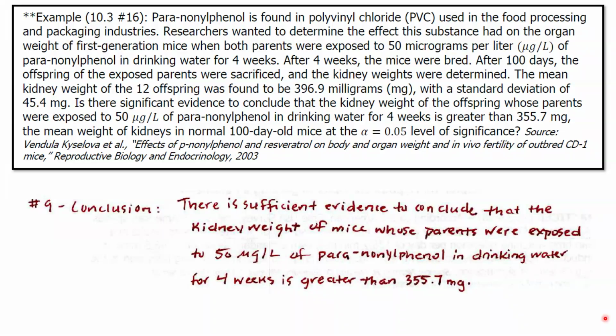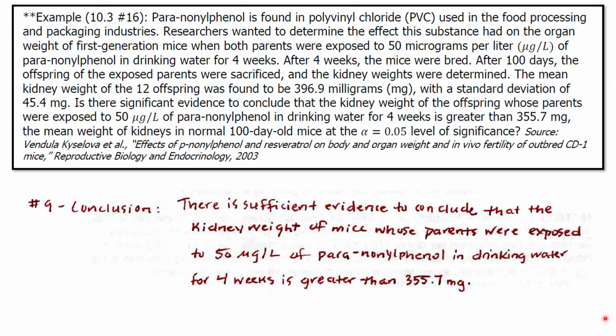So in this problem, what were we testing? Does the exposure to para-nonphenol cause offspring to have heavier kidneys than normal? What we found, the 12 offspring had a mean kidney weight of 396.9 milligrams. That's roughly, let me subtract that real quick, 41.2 milligrams heavier than normal. And our verdict was that yes, this is highly statistically significant.